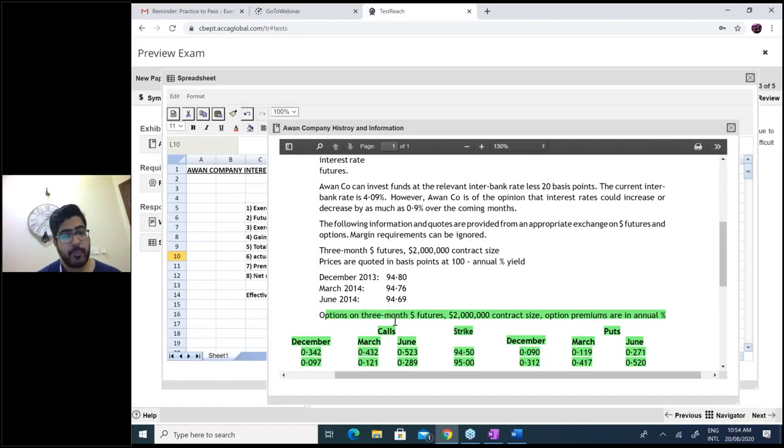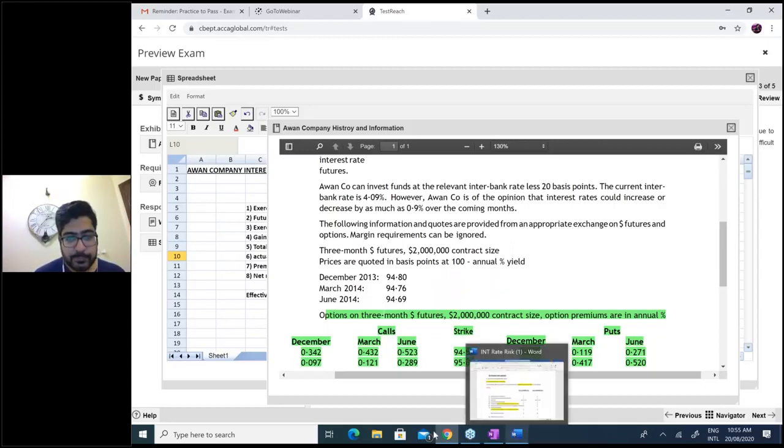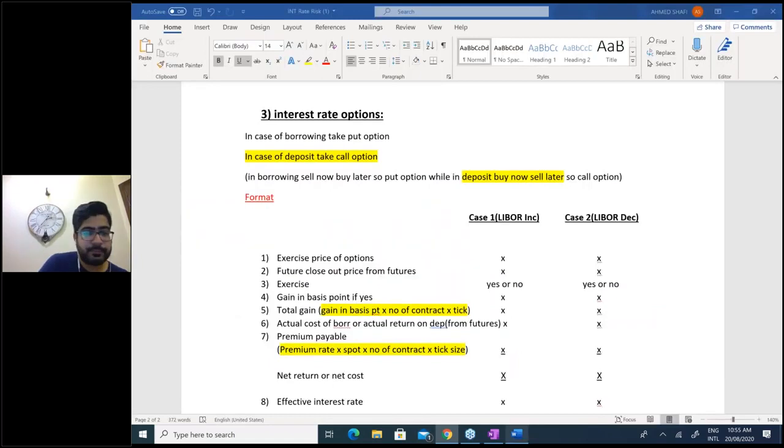And December, March, June, which option to take? We have already decided right at the starting of the question where we noted the 5 things that we will take March ones because we need to borrow a deposit at 1st Feb. So we will take future of March. Okay. So in deposit, we take call option, cancel all puts. And obviously, we have already decided that we will take March one. So what is the premium rate? 0.432. 0.432 is the premium rate.